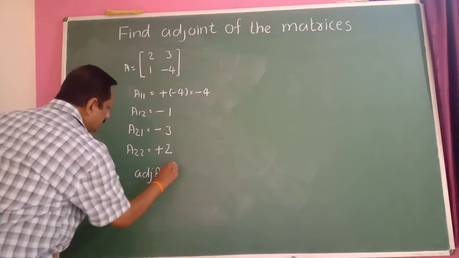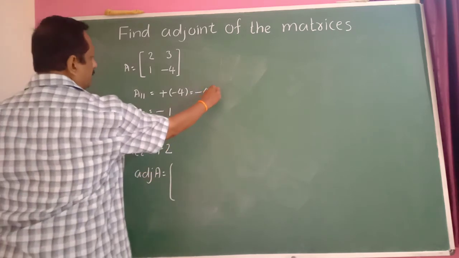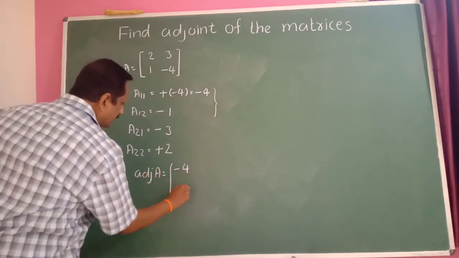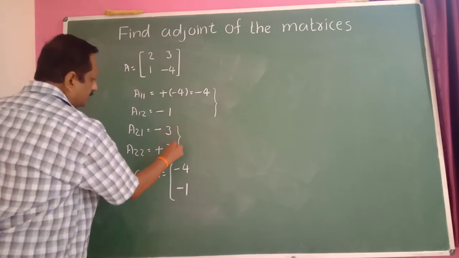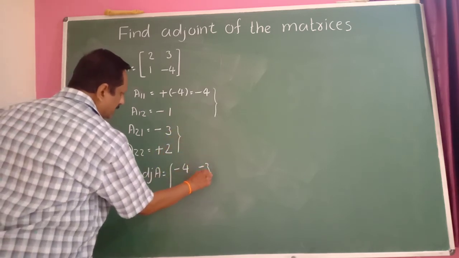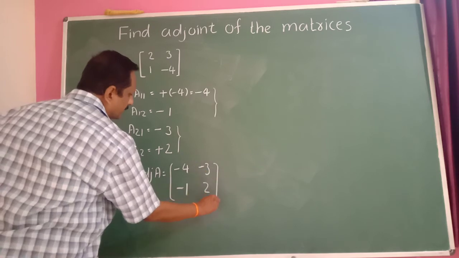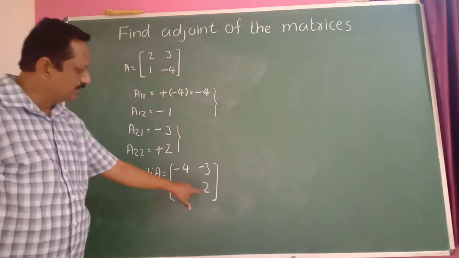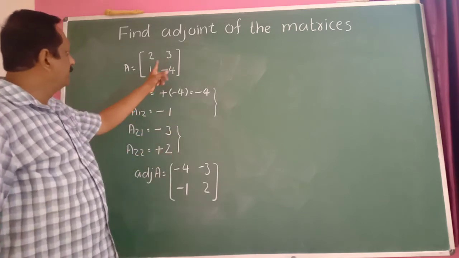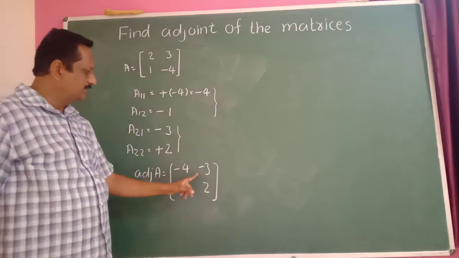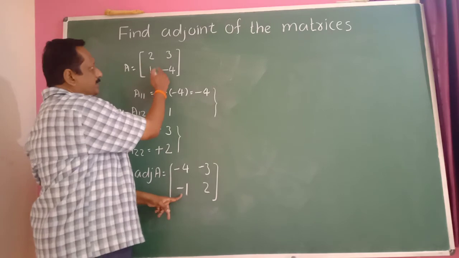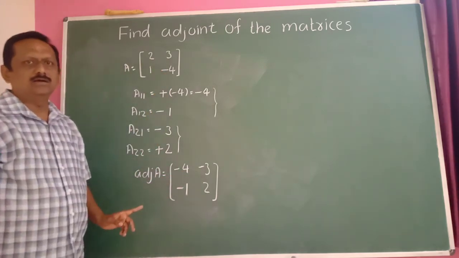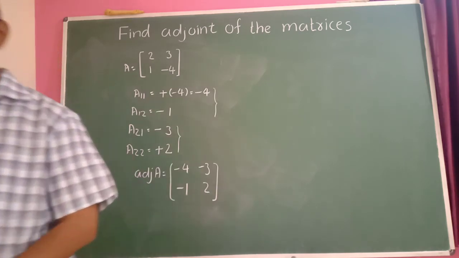The adjoint of the matrix: write these two elements in the first column, minus 4, minus 1. Then the next two elements in the second column, minus 3, plus 2. Therefore, 2, minus 4 in the given matrix becomes minus 4, 2 in the adjoint. 3, 1 in the given matrix becomes minus 3, minus 1, which means change the sign of the non-diagonal elements. This becomes the adjoint of the matrix.